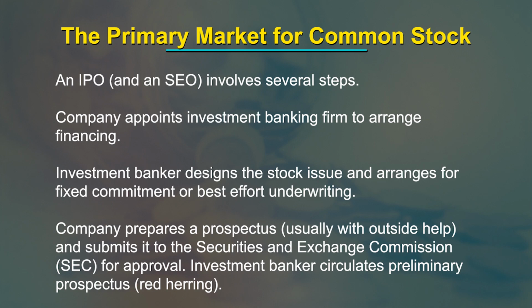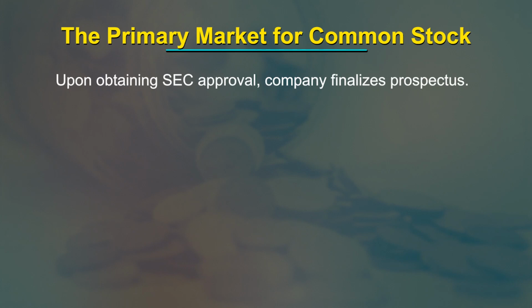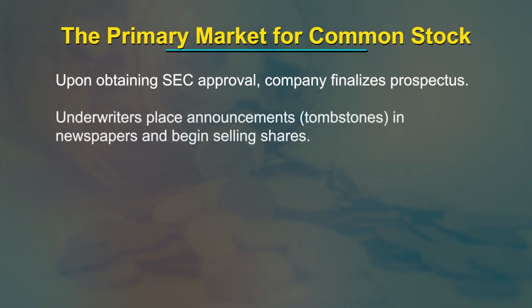The investment banker will circulate the preliminary prospectus, which is generally called the red herring. Upon obtaining Securities and Exchange Commission approval, the company finalizes the prospectus. And then the underwriters will place announcements, which are usually known as tombstones, in newspapers, and then they will start selling the shares. These are the different processes by which an IPO is generally released in the market.